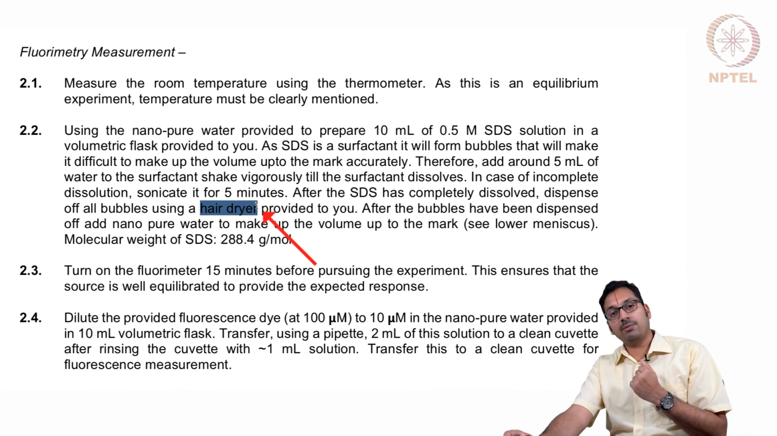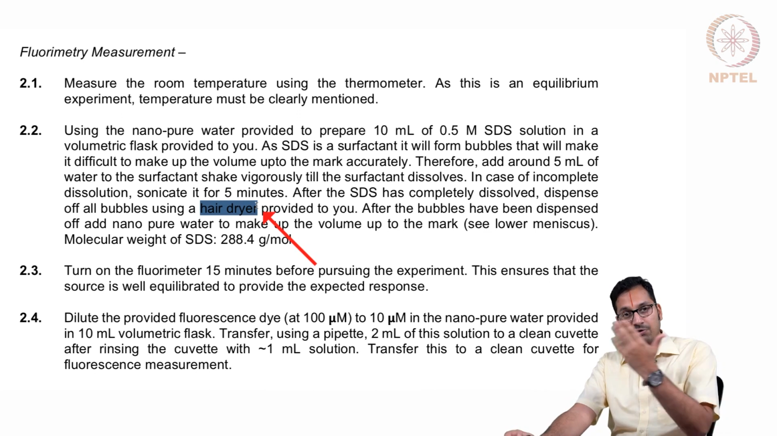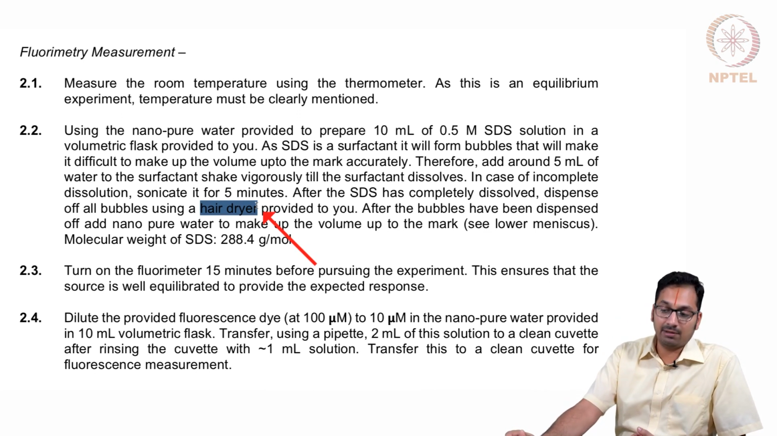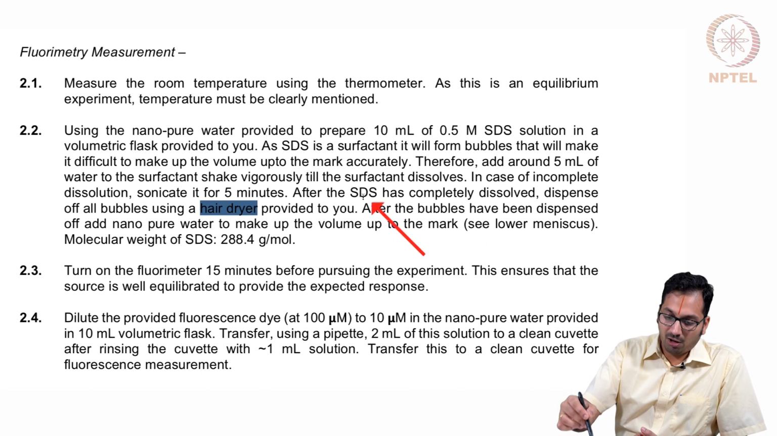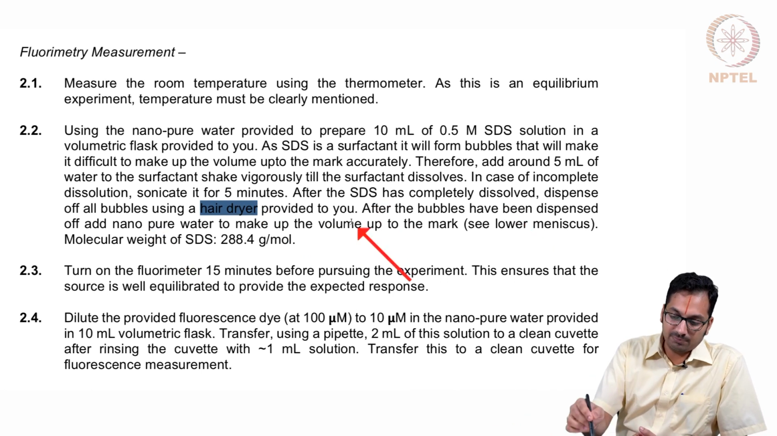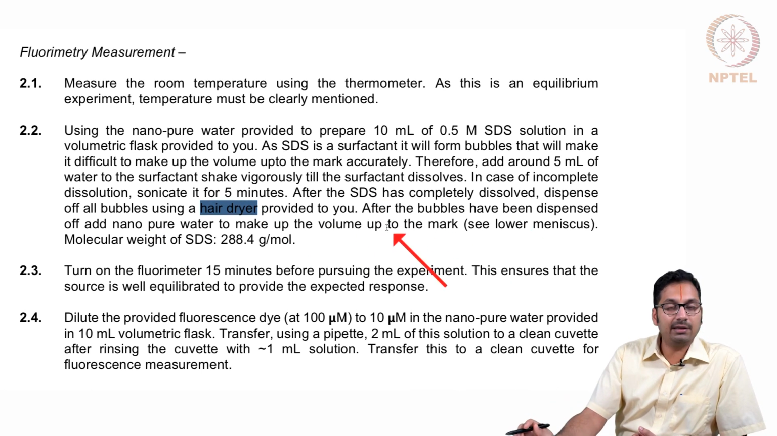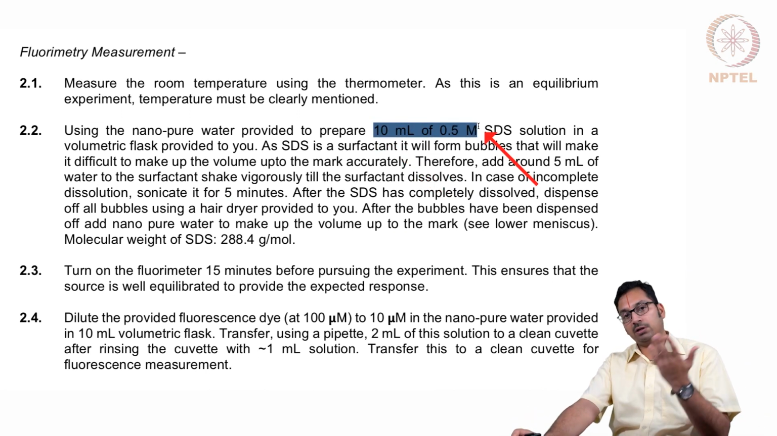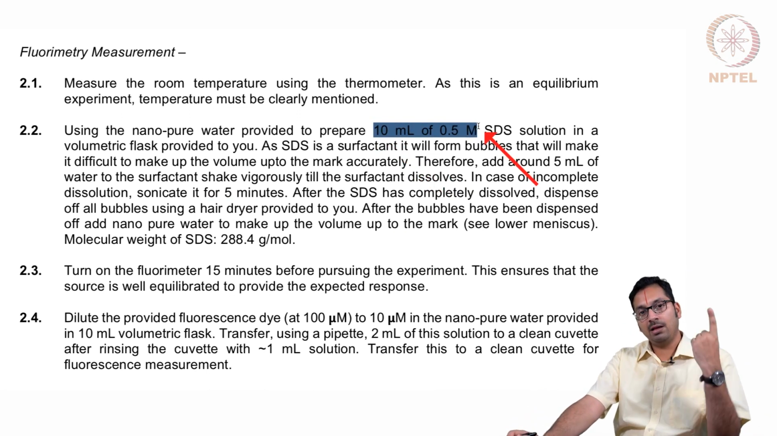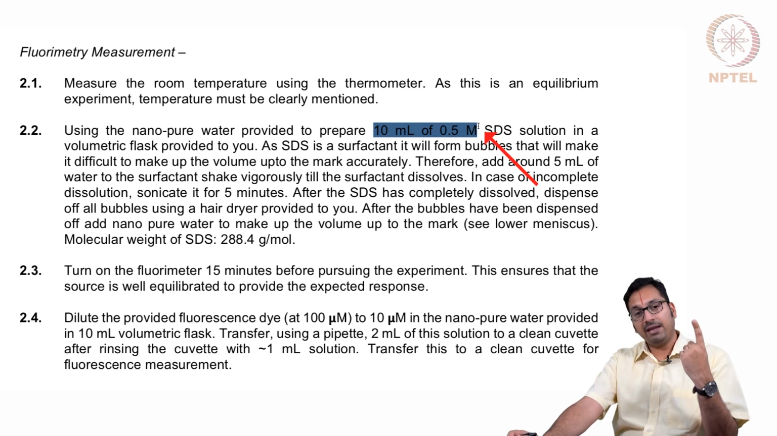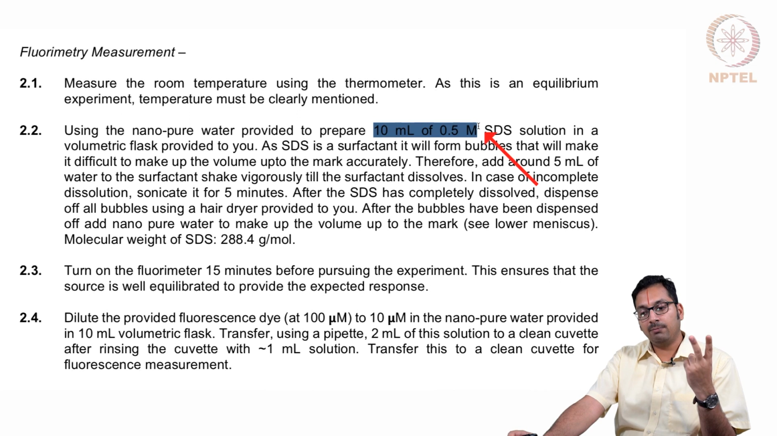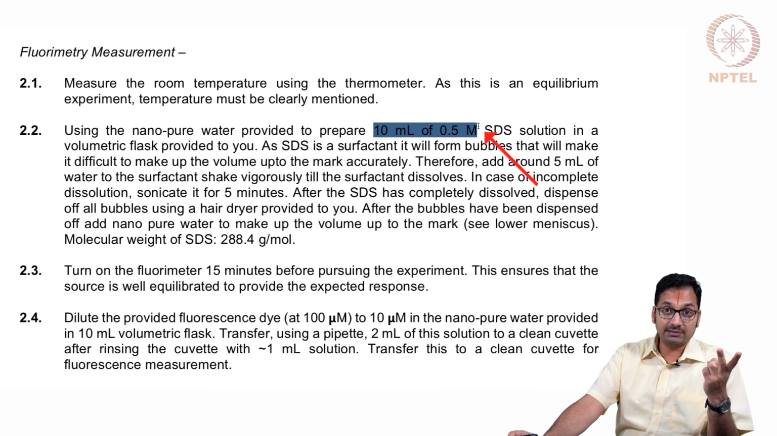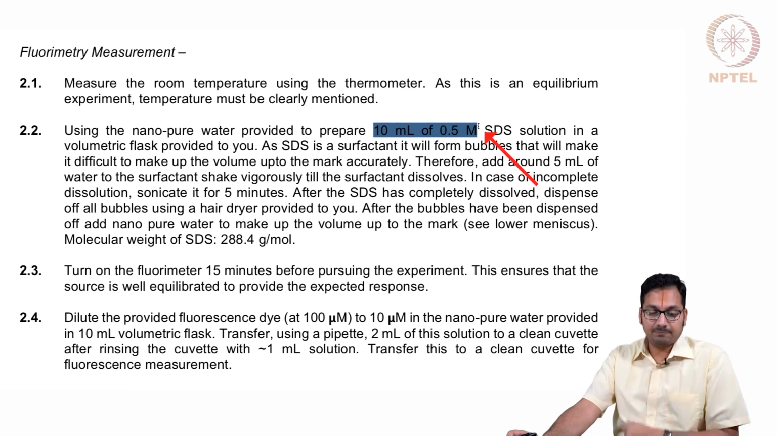Once again, here comes the problem where if this is not carefully followed, you might introduce systematic error into your measurement. After all of this has been done, you make up the solution to the entire mark in order to get the 10 ml of 0.5 molar solution. So what are the reasons you might get systematic error here? Wrong measurement of the weight of sodium dodecyl sulfate, the volumetric making up of the solution to 10 ml where bubbles could be there, or your SDS is not completely dissolved.